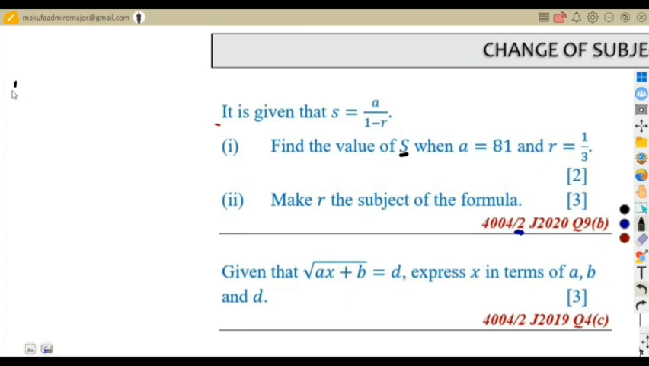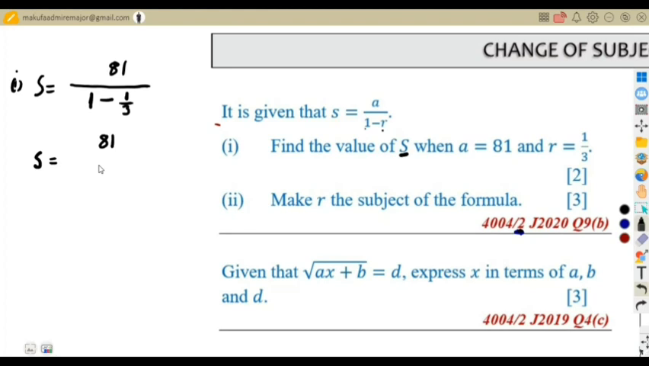So in this case, we are simply going to substitute the values that we are given, the value of A in place of A. So we are going to have 81 over 1 minus our r, that is 1 over 3. This is paper 2, where you are given such a question. There's no need for us to show any explanations. You can use your calculator to simplify whatever part that you're going to have.